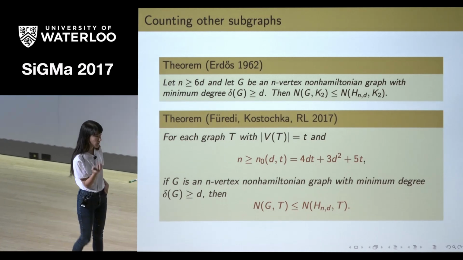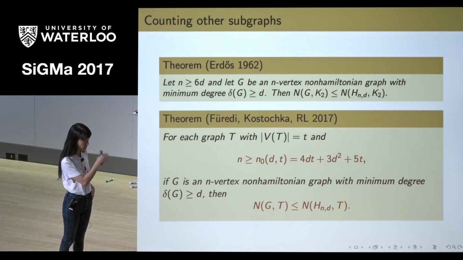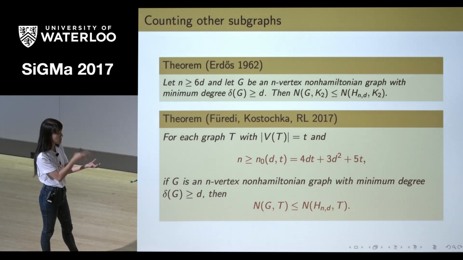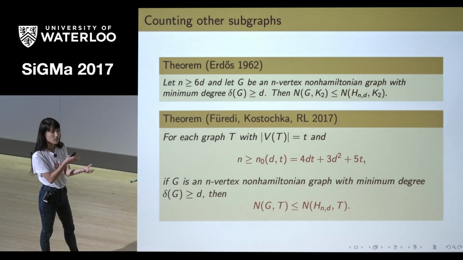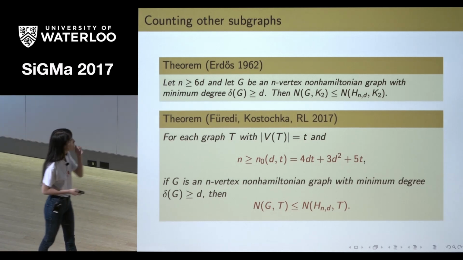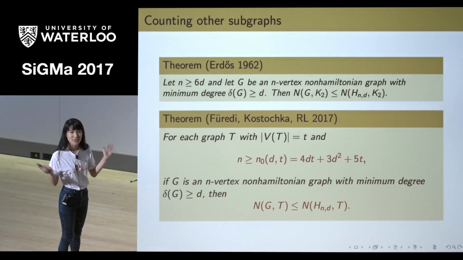So again, it's kind of like the Erdős generalization of the Turán theorem. We have this extremal example that maximizes the number of edges, but in fact, it maximizes the number of copies of any subgraph, as long as n is large enough. Okay, any questions?